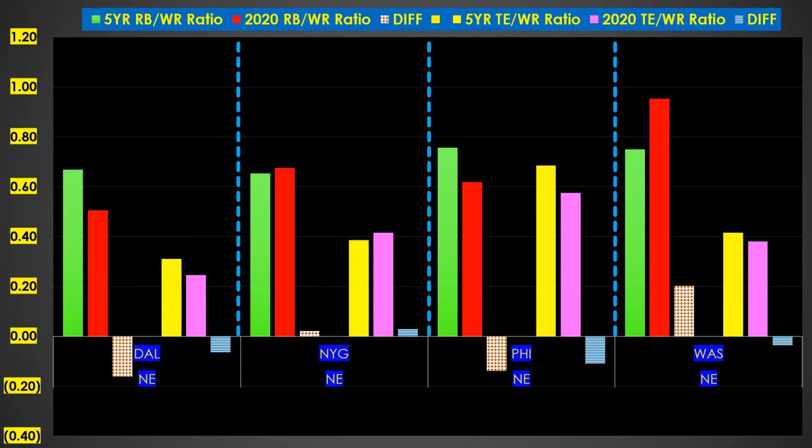Here is now the NFC conference and teams. The green is the 5-year RB to WR, the red was 2020 RB to WR. And the difference, if it's above or below, means a decline or increase. In this case, it was a decline. And tight ends versus wide receivers, we saw a decline as well.